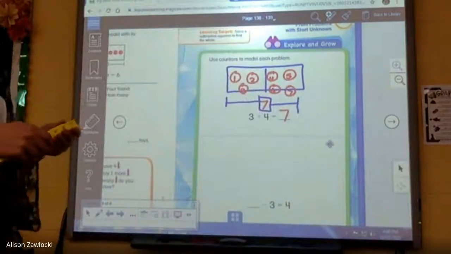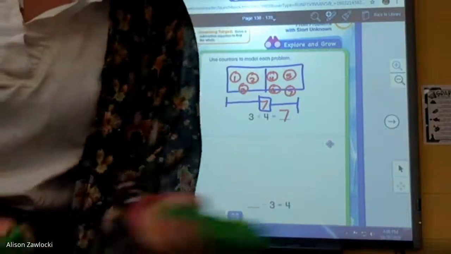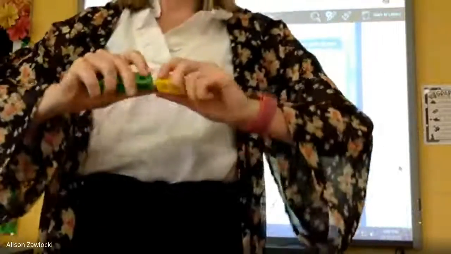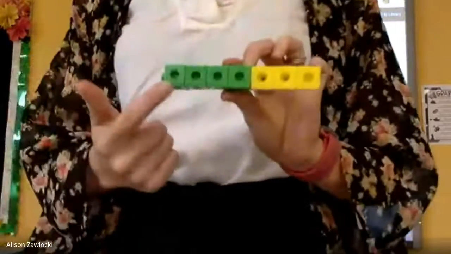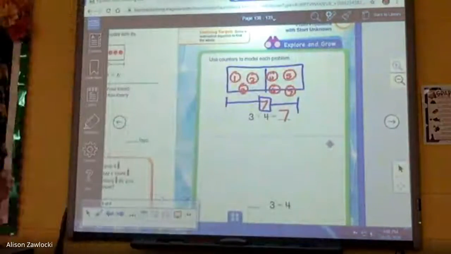You can also use manipulatives or your counters to help you with this and to help you double check your problem. So if I have 3 here, I have 1, 2, 3 plus 1, 2, 3, 4. Remember, these are my two parts. I put them together to make my whole. Let's see how many I have. 1, 2, 3, 4, 5, 6, 7. That's right, 7. Okay, let's do this one now.